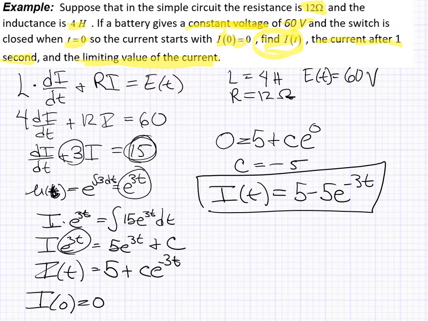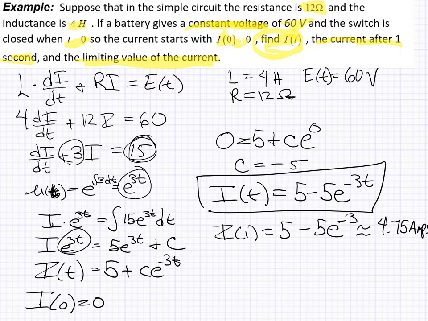Now the second part of this question says find the current after 1 second. So basically find I of 1. All right, well that's easy. Just plug 1 in for t now that we have the current function. So 5 minus 5e to the negative 3, okay, which if you want to plug that in your calculator, that's roughly 4.75 amps. Okay, so at 1 second we have 4.75 amps running through this circuit. That's the voltage, okay, or sorry, that's the current, I should say.